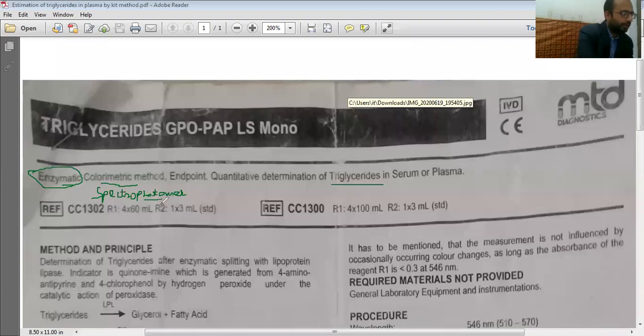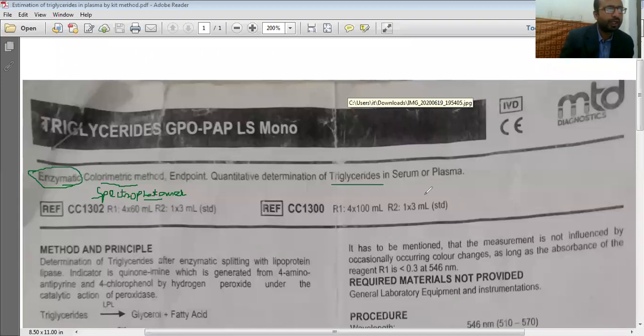So a spectrophotometer is a device which can produce the light of different wavelengths, and it would also tell us how much light is absorbed by any colored compound which is placed in it. So we will use the enzymatic colorimetric method, endpoint. It will be a quantitative determination of triglycerides in the serum or plasma.